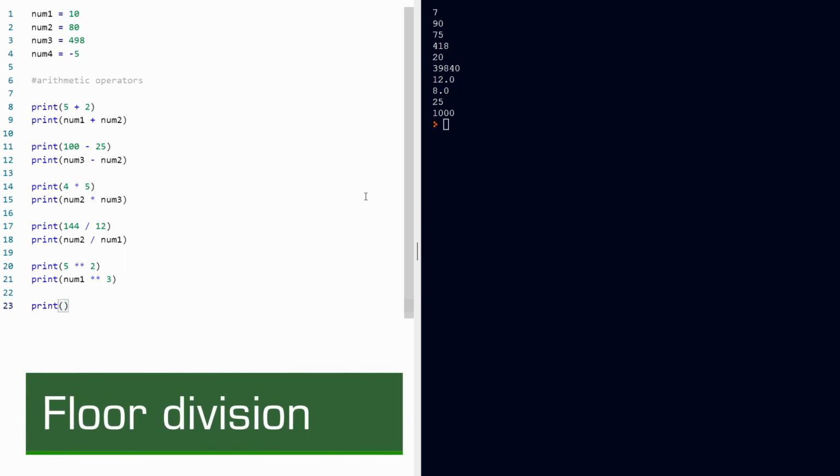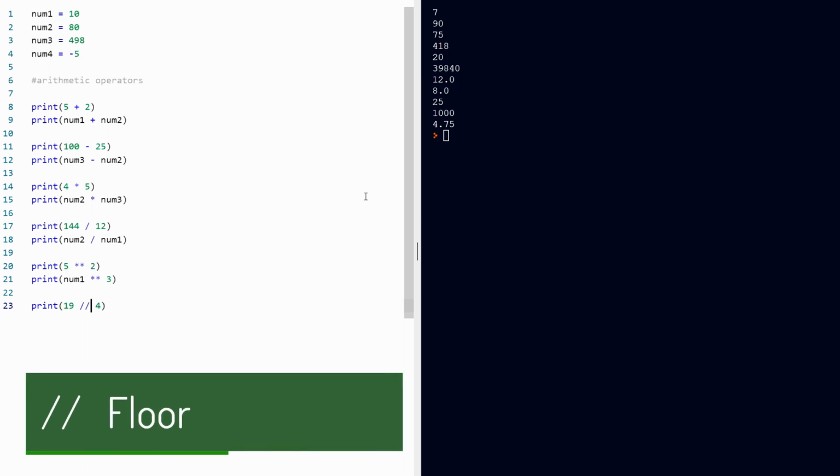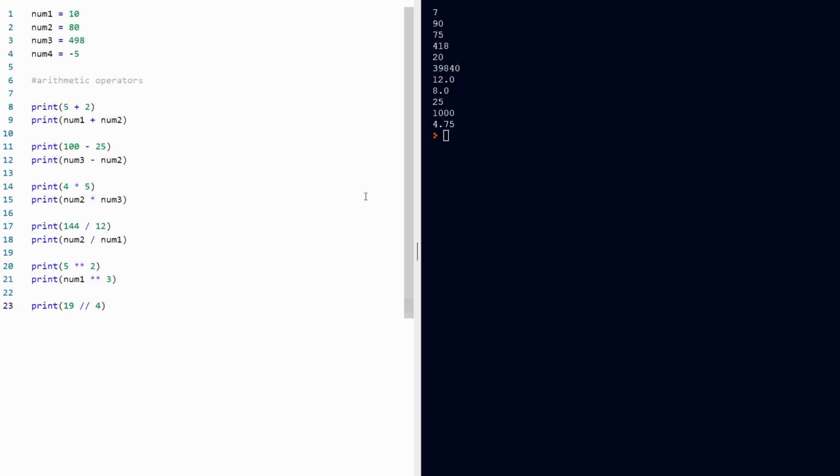So let's have a look at this. In here, I'm going to say print 19 divided by 4. Now, if I run this, we can see that we get the answer 4.75. Now, that's just normal division using the forward slash. If I go ahead and put in a second forward slash, I'm now performing something called floor division. And it sounds complicated, but it's really not. What it means is, only give me an integer answer, and if there's any decimal place, just discard it altogether. So instead of 4.75, the answer is now just 4.